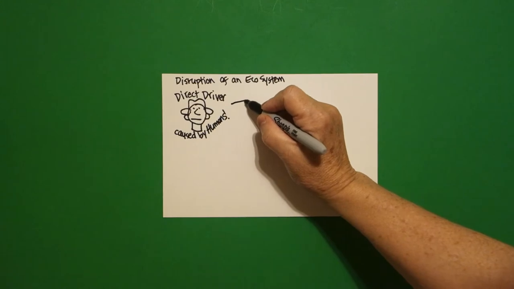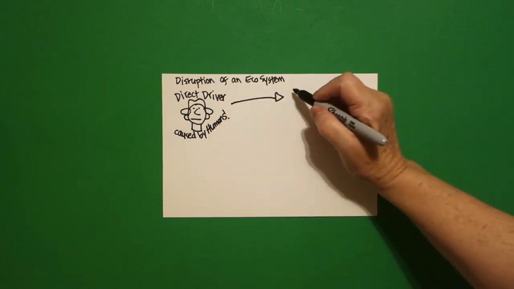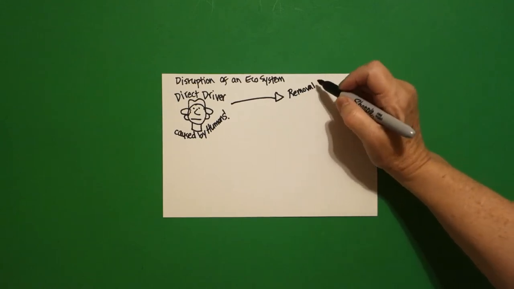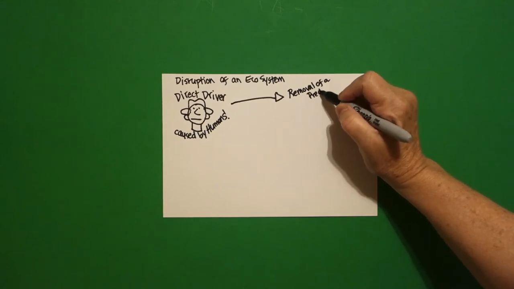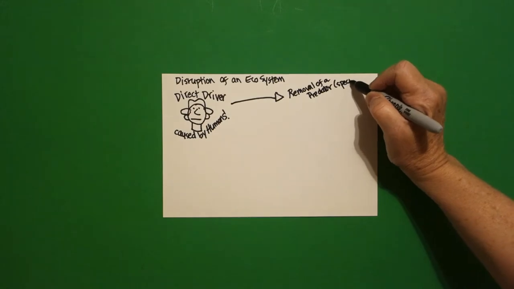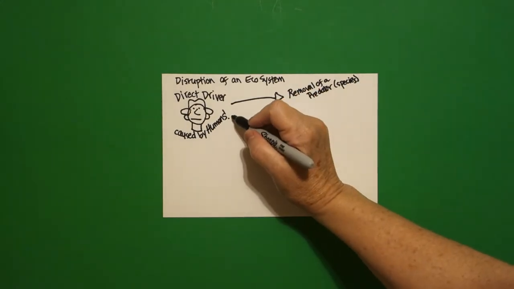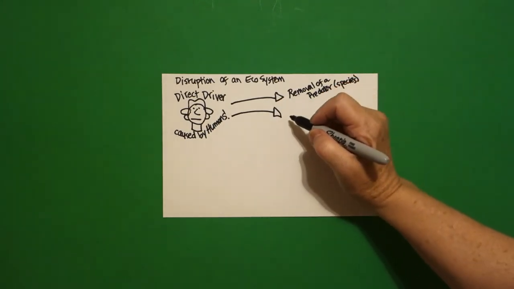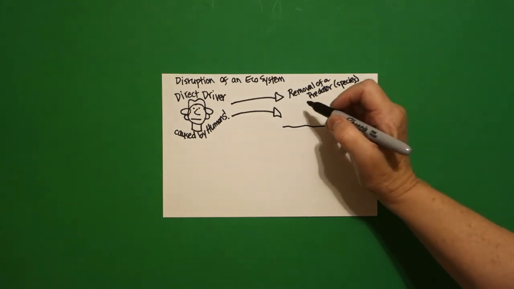We're going to draw curve line, triangle, and then we're just going to write removal of a predator or a species, which is going to unbalance our ecosystem. We're going to draw a curved line, triangle, and let's put a wavy line right across.